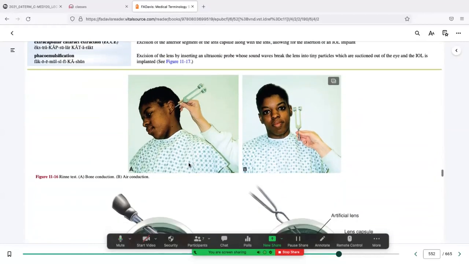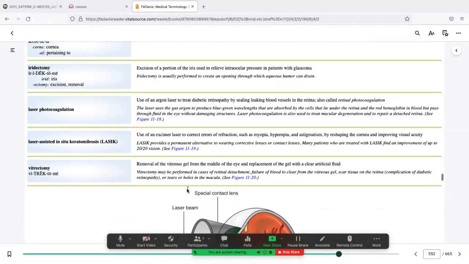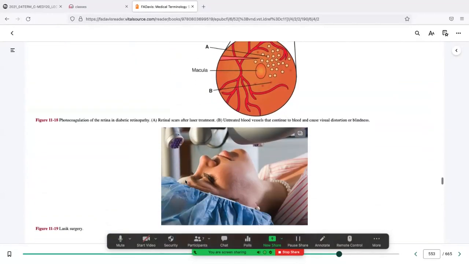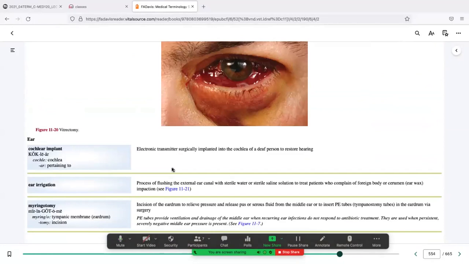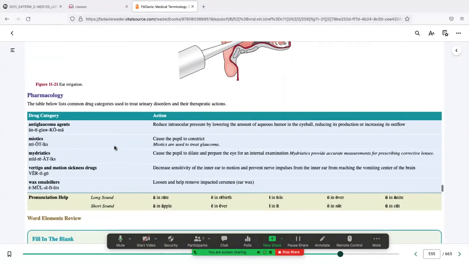This is a Rinne and Weber test, the bone conduction and the air conduction. That's what it's called. Whoa, that's not good. Ear irrigation, that's never fun. Make sure you put towels everywhere. And this cerumen, this wax, is very sticky and it smells.